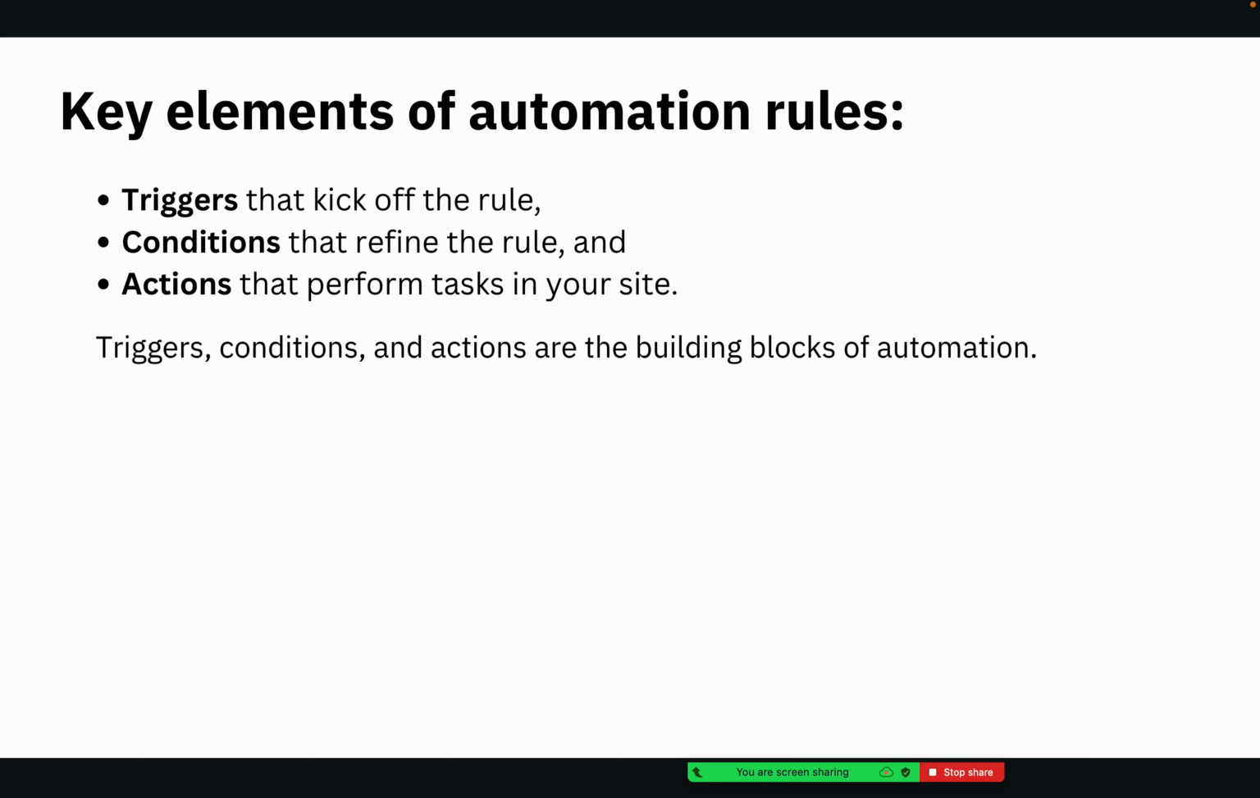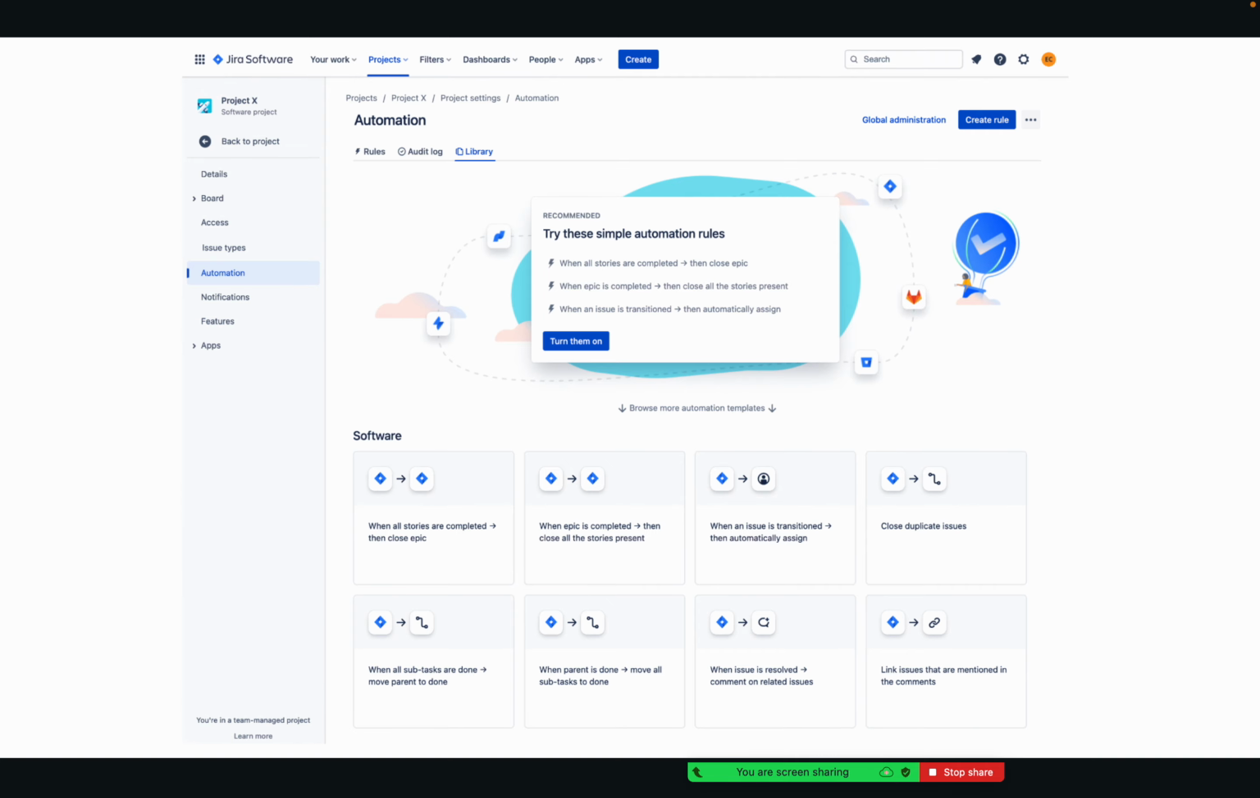So basically there are three key elements in automations. One is the trigger. Trigger means kick off the rule: what activity is going to happen. Is there any condition? It's optional. Maybe a condition will be there or not, but something is going to happen, and then on that I need some action. So basically three key elements of automation rules: triggers, conditions, actions. So these are the building blocks of automations, right?